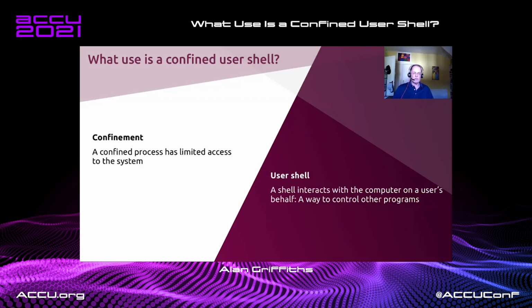On a computer system, confinement relates to limiting the access a process has to the system. And a user shell is a program that interacts with the computer on the user's behalf and is typically a way to control other programs and provide access to them. You might be familiar with command line shells such as Bash or graphical shells such as GNOME or KDE. They fill the same sort of function in the space.